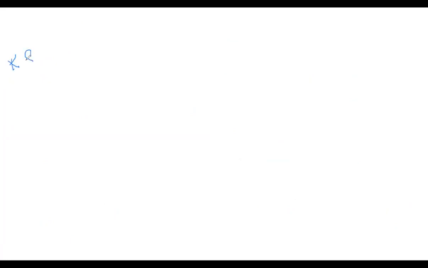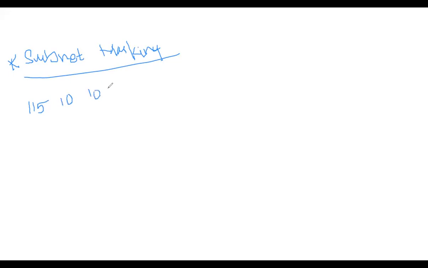And how are we going to provide subnet masking? We have already discussed this. Subnet masking. We take a class A IP, that is 115.10.10.20. This is what? Class A. This IP address is class A.